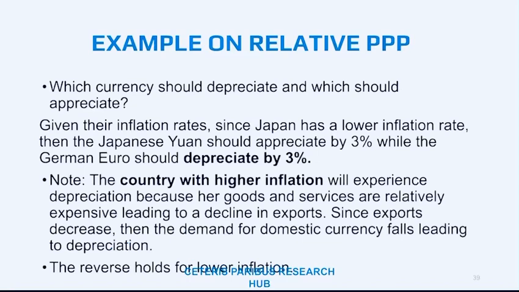Now, since the German country relatively has higher inflation, then its currency should depreciate by 3%. So that is it. The country with higher inflation will experience depreciation. Then the country with lower inflation will experience appreciation. This is simple to understand.